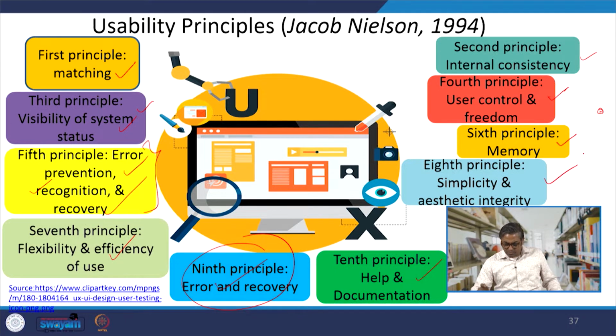The eighth principle also talks about simplicity and aesthetic integrity. How simple can we make it? As we talked about, keep it supremely simple. KISS method. Keep it supremely simple. The simpler you make the system, the simpler you make the interface, the better it will be for the user to interact with and to use. The simpler it is, the better the aesthetic quality should be.